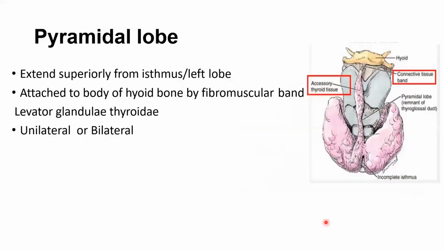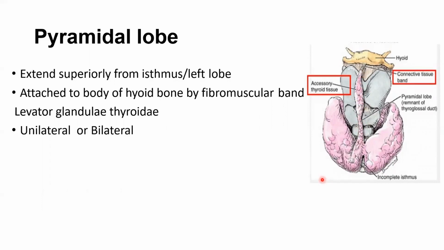Now the third lobe which may sometimes be present in the thyroid gland is the pyramidal lobe. This lobe will be attached either to the isthmus of the gland, or to the right or left lateral lobe. This pyramidal lobe is actually an embryological remnant of the thyroglossal duct, and the pyramidal lobe may be attached to the hyoid bone by a fibromuscular band, that is the levator glandulae thyroideae.